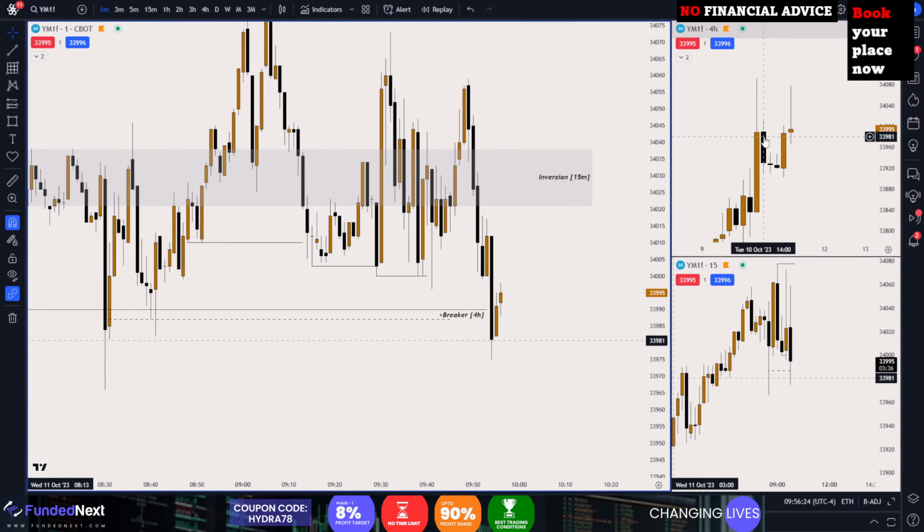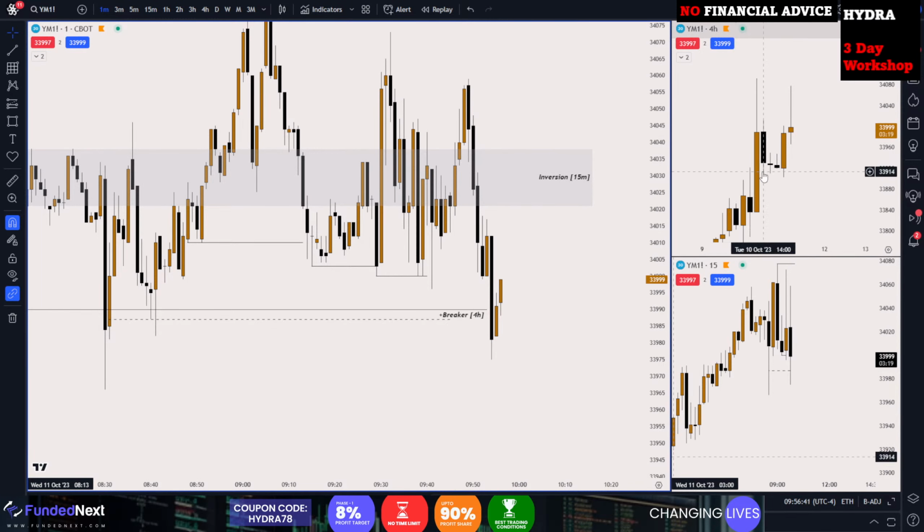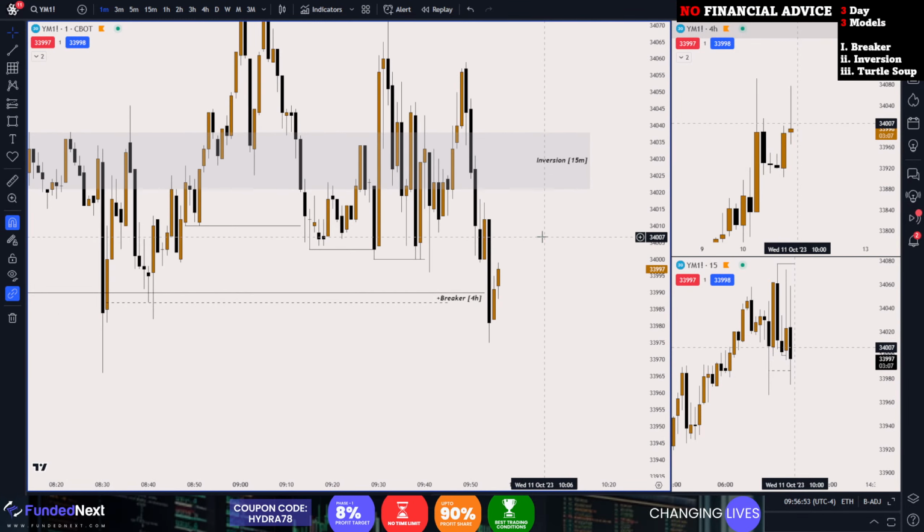Do you guys understand what I'm trying to say? I told you guys this many times. A high probability breaker forms inside a higher time frame PD area on lower time frame. So the breaker will be forming on lower time frame inside a higher time frame PD area. So do we have a higher time frame PD area here? We have this breaker here, right? So this is our higher time frame PD area. I would like to see a breaker forming inside here. We'll wait.